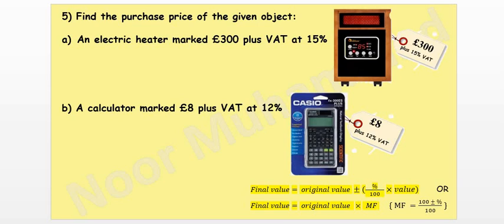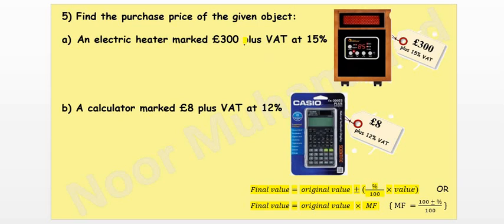This question I have taken from exercise 5b in the worksheet. It's question number 5. It says find the purchase price of the given object. When they say find the purchase price, what does it mean? It means how much will you pay on the counter? How much will you pay to the cashier? Right? So this was the electric heater. For example, someone wants to buy it. Its price is £300, and plus you have to pay 15% extra as VAT tax, right?